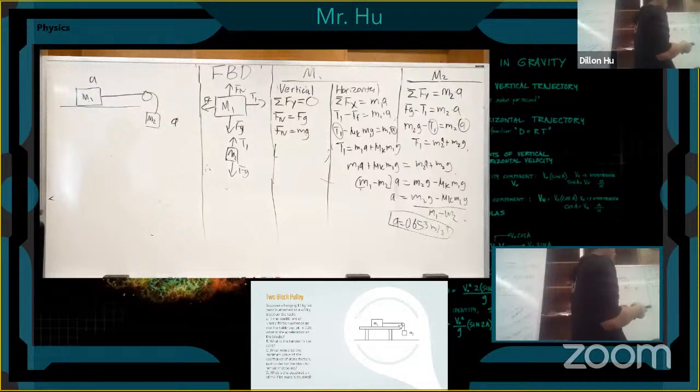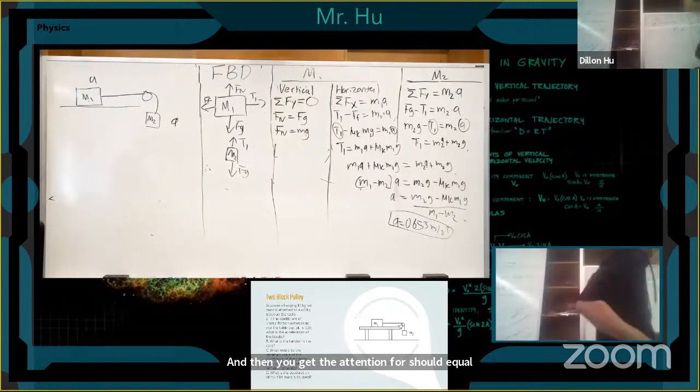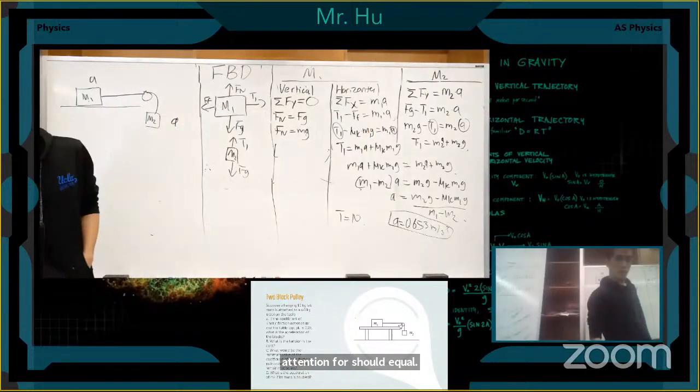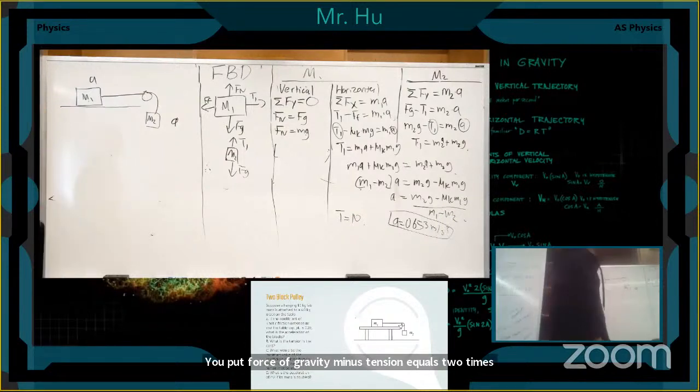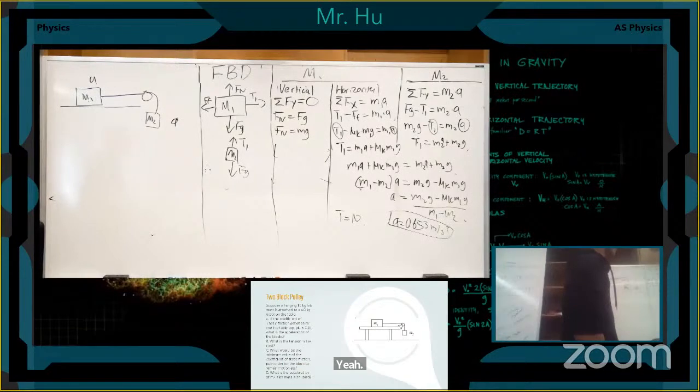And then you get the tension force should equal... Mr. Hu, for M2, you put force of gravity minus tension equals M2 times acceleration. Shouldn't it be tension minus force of gravity? For which one? For M2? Yeah. Because the way you did it, the signs don't work out, but you kind of ignore the signs.